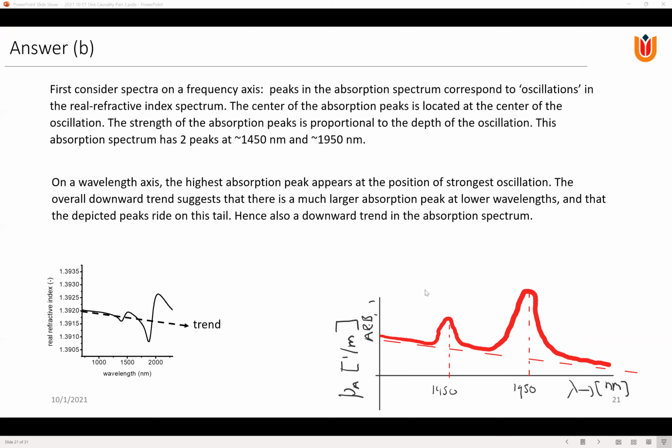So an absorption spectrum on a wavelength axis with some peak at some wavelength will translate into some oscillation in the real part of the refractive index spectrum. It first goes down, then goes up, and then goes down.